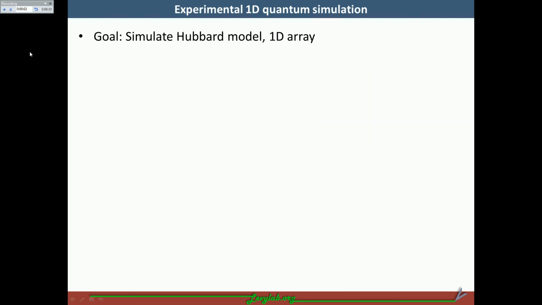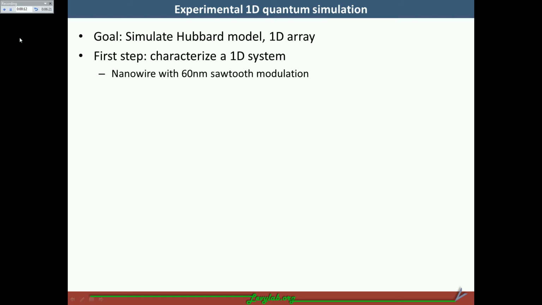Okay, so our first step is to try and experimentally simulate a one-dimensional system. And so our first step is to characterize a nanowire. Eventually we'll want to create a one-dimensional array of dots or a wire with barriers, but because that's difficult, the first thing that we've tried is a nanowire with a sawtooth modulation.